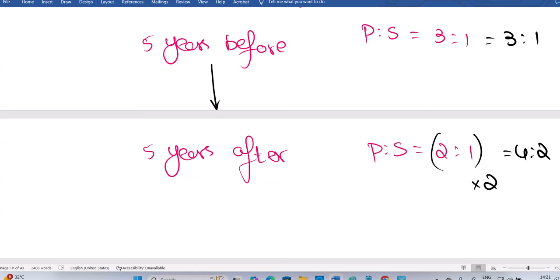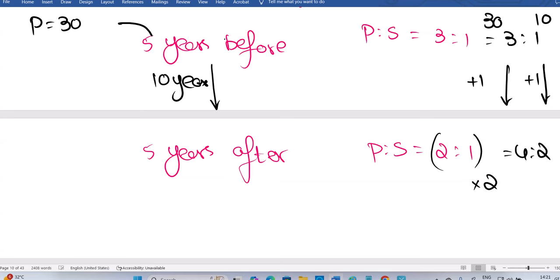5 years before, 5 years ago, the age gap is 10 years. Palm's gap is also 10 years. Sam's also 10 years. In ratio 3 to 4, 1 to 2, the gap is 1. Right? So, in ratio, 1 means age equal to 10 years. So, in ratio, 3 means age equal to 30. Ratio 1 means age equal to 10. Palm's age 5 years before is 30. Sarah's age 5 years before is 10.